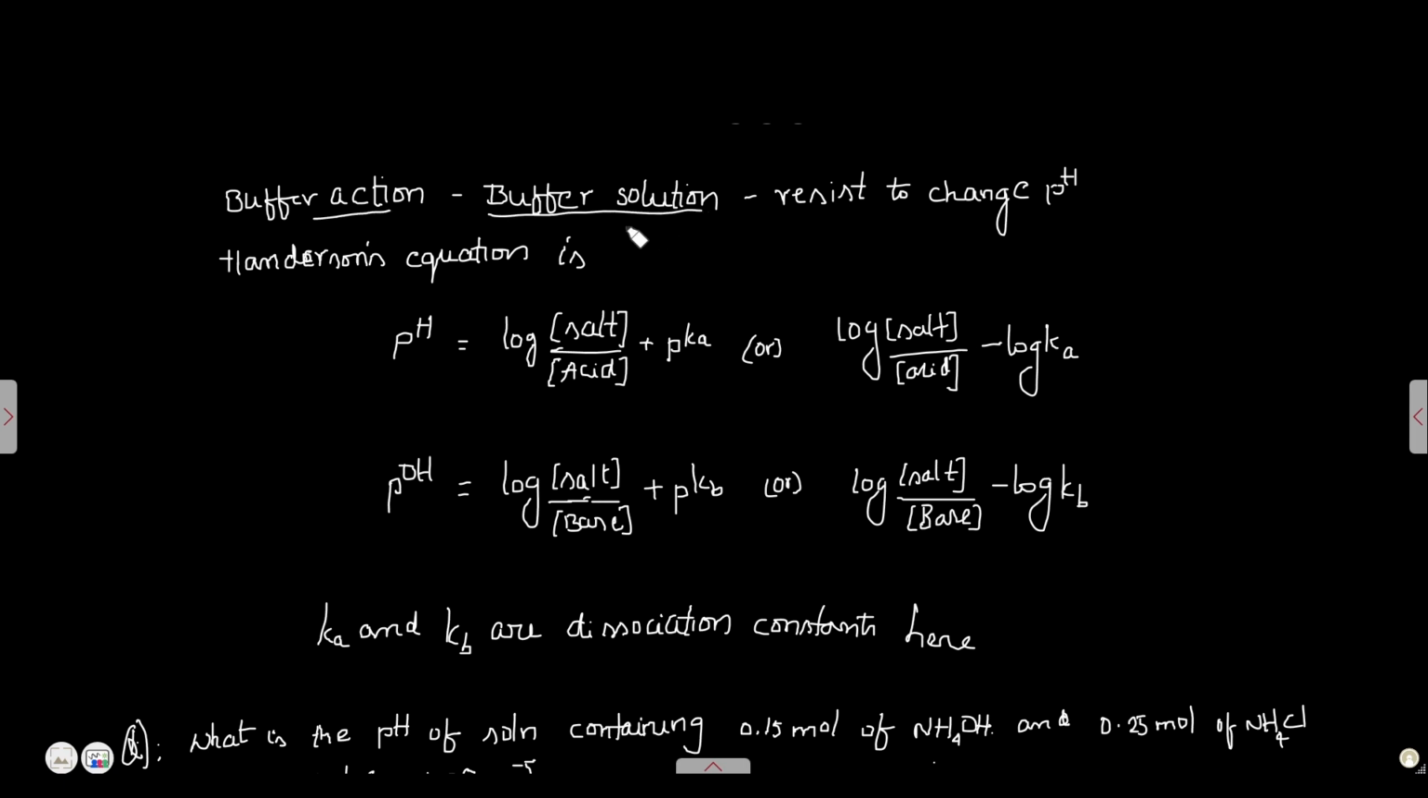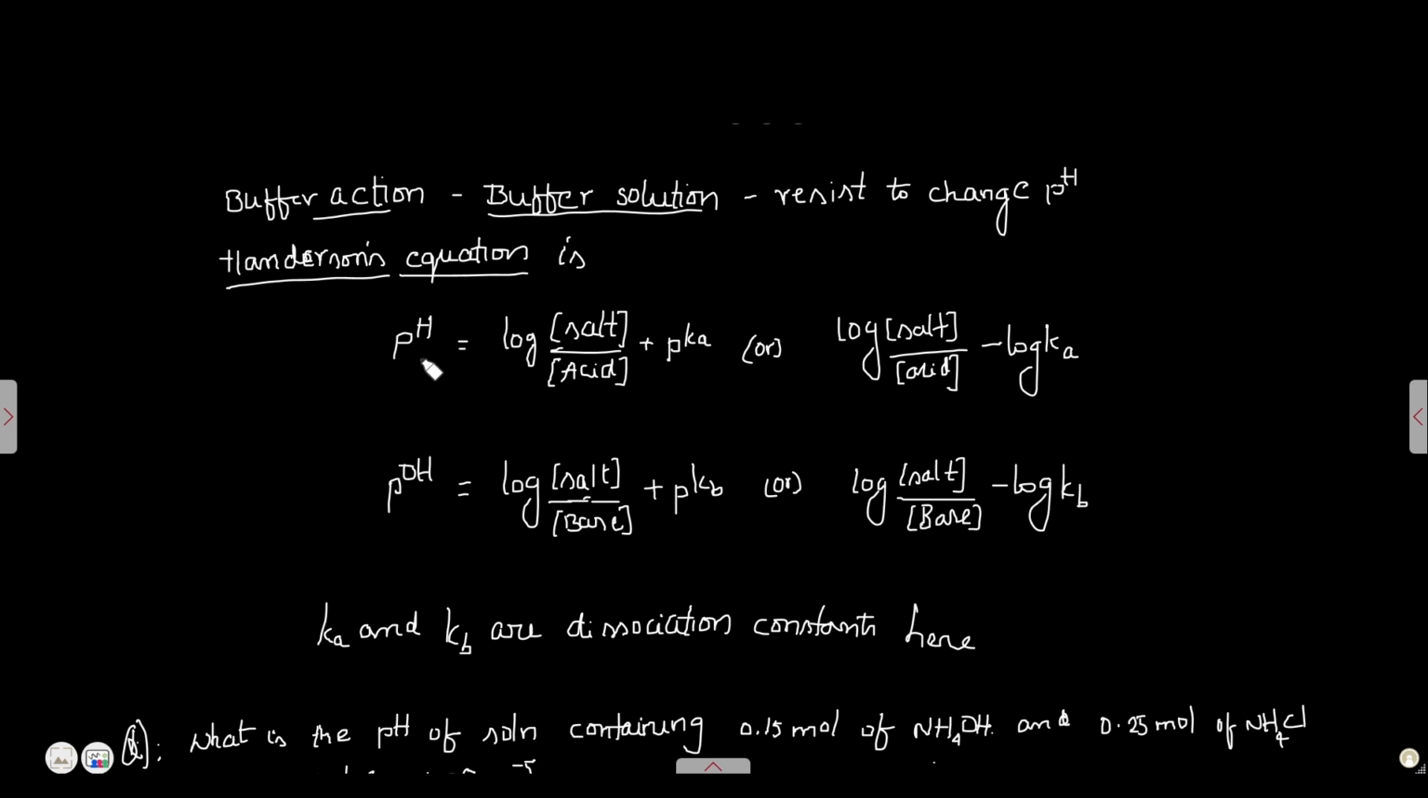Basically, we have two types of buffers, acidic buffer and basic buffer. Acidic buffers are mixtures of acids and their salts. Basic buffers are bases and their salts. Henderson derived an equation to calculate pH of buffer solution, either it is acidic buffer or basic buffer.